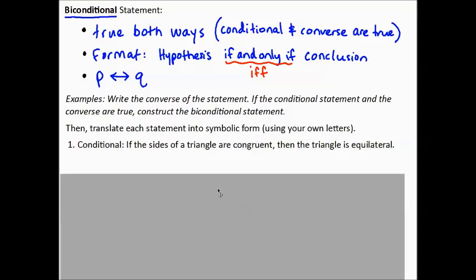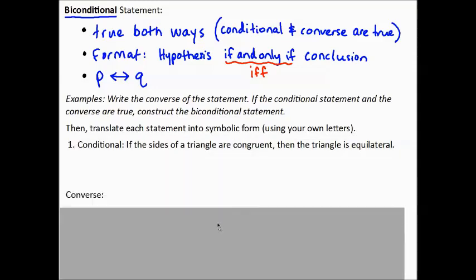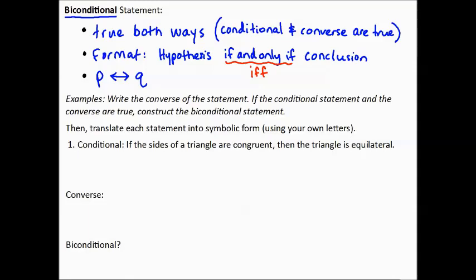Let's take a look at an example. Write the converse of the statement. If the conditional statement and the converse are true, construct the biconditional statement. Then translate each statement into symbolic form using your own letters. 1. Conditional. If the sides of a triangle are congruent, then the triangle is equilateral.